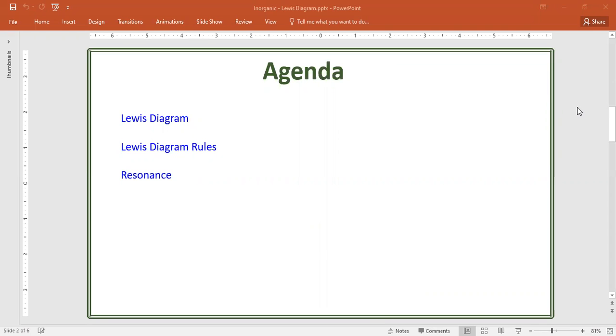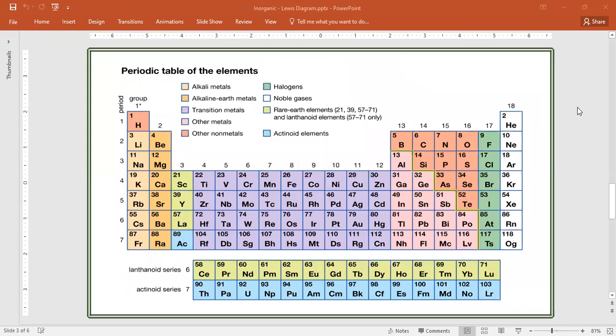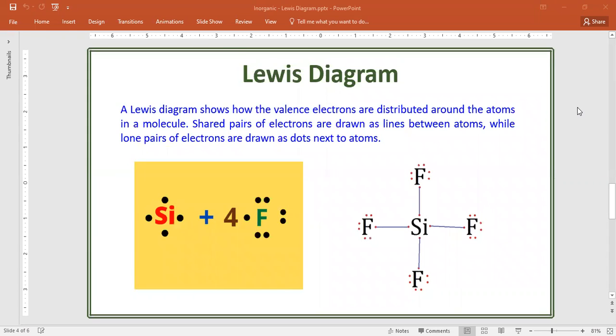First, we will discuss the Lewis diagram, and then we will discuss the rules of the Lewis diagram. Lewis diagrams are nice ways of visualizing how the atoms in a molecule are bonded to each other. So let us take a small example, then we will come up with some rules later for drawing the Lewis diagram. The example is silicon tetrafluoride.